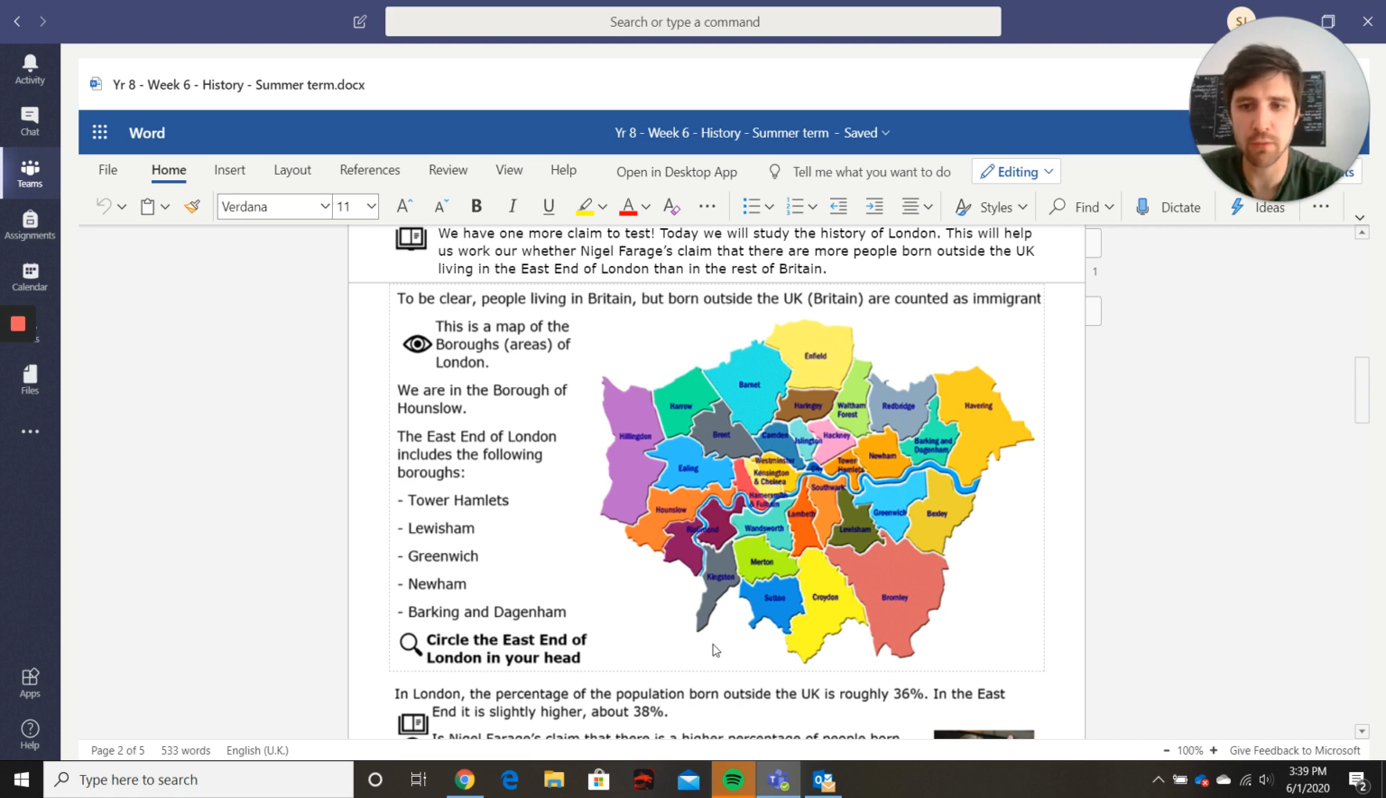The East End of London includes the following boroughs: Tower Hamlets, Lewisham, Greenwich, and Newham, and Barking and Dagenham.